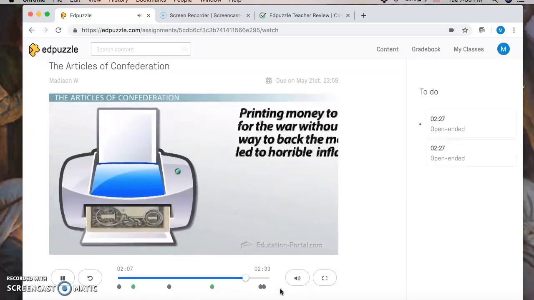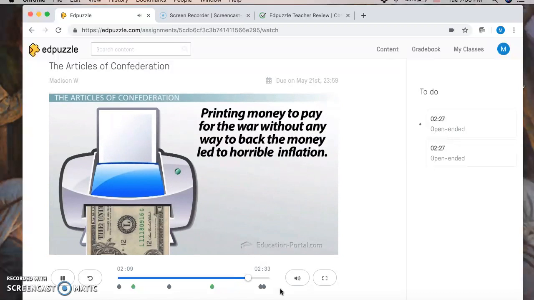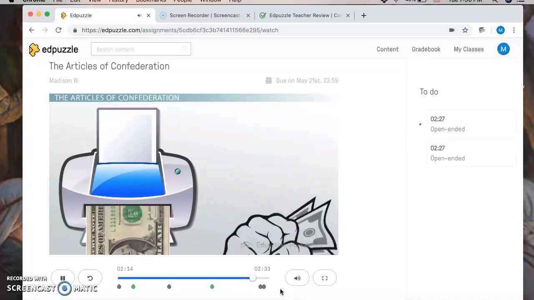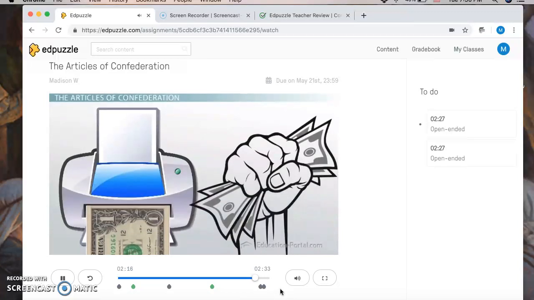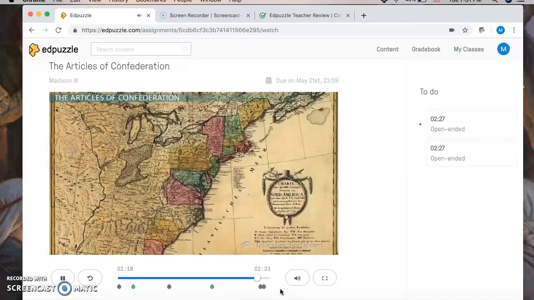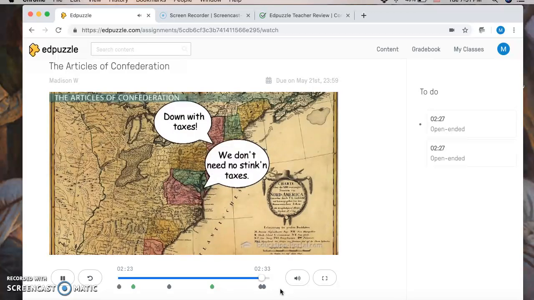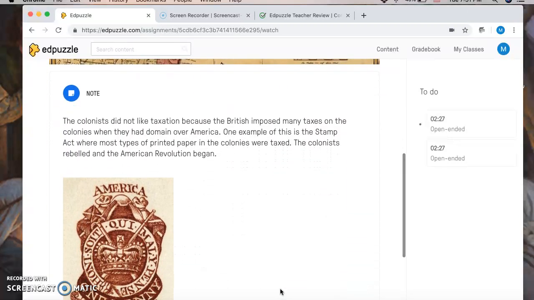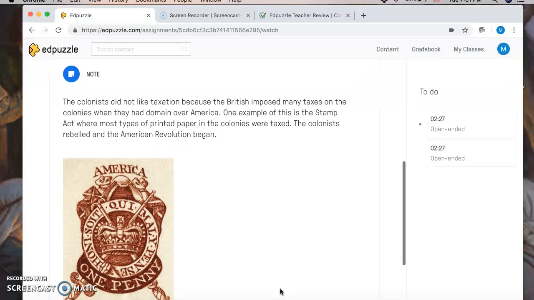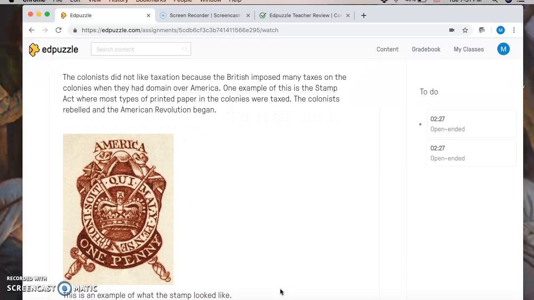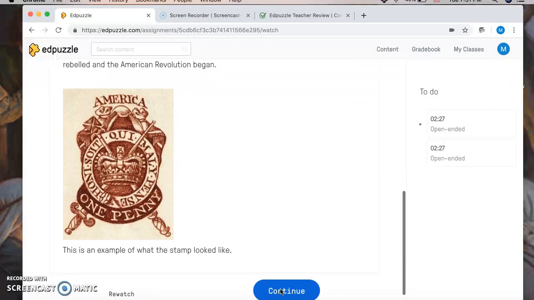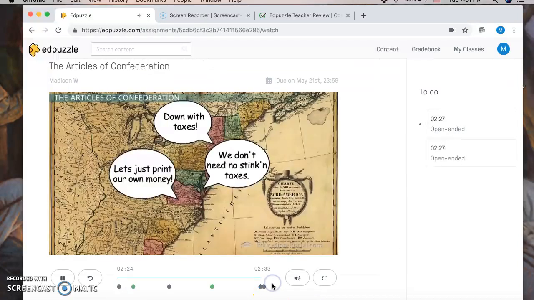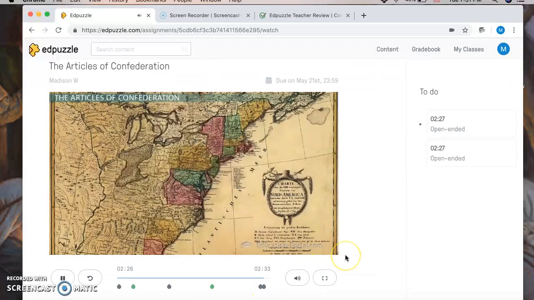The printing of money to pay for the war, but having no way to back the money, led to horrible inflation. By the end of the war, everyone had fistfuls of worthless money. When the states were asked to raise taxes to back the currency, most just refused and began printing their own money, which then also succumbed to the same inflation.